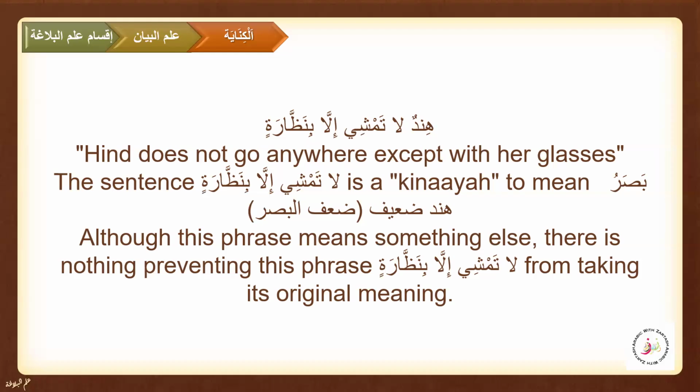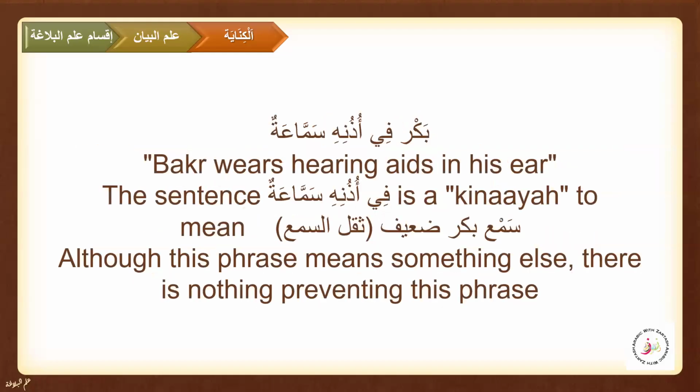So kinaya is when you say something again in a polite or indirect way, so it isn't disrespectful, but the real meaning is understood through hints, through clues. So she always wears glasses can be equal to her eyesight is weak. So this is an example of al-kinaya. Let's see another example. Bakrun fi udhunihi sammaatun. The translation, we can say, is: Bakr wears a hearing aid in his ear.